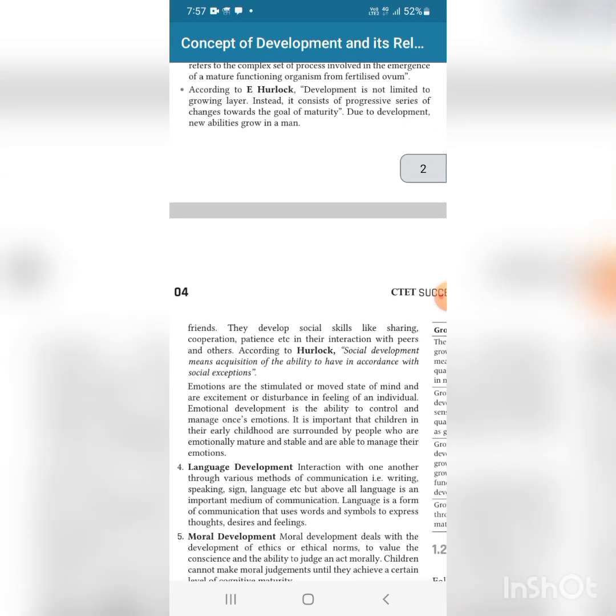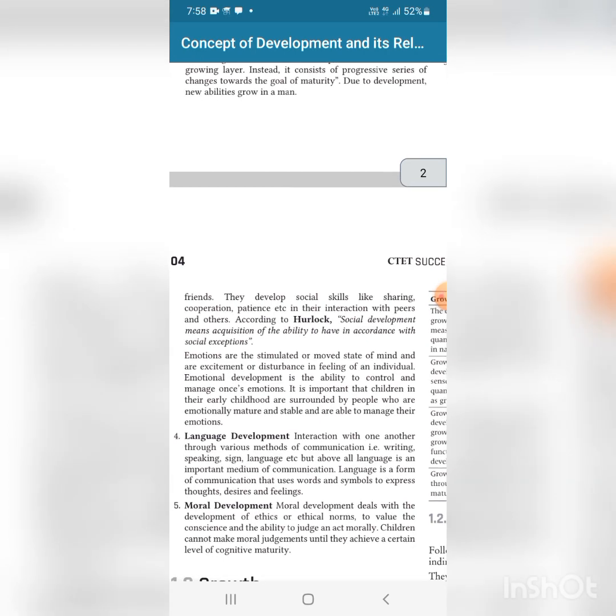They develop social skills like sharing, cooperation, patience, and living in harmony, etc., in their interaction with their peers and their friends or others. According to Hurlock, social development means acquisition of the ability to behave in accordance with the social expectations. Emotions are stimulated or moved states of mind and are excitement or disturbance in the feeling of an individual. Emotional development is the ability to control and manage one's emotions.